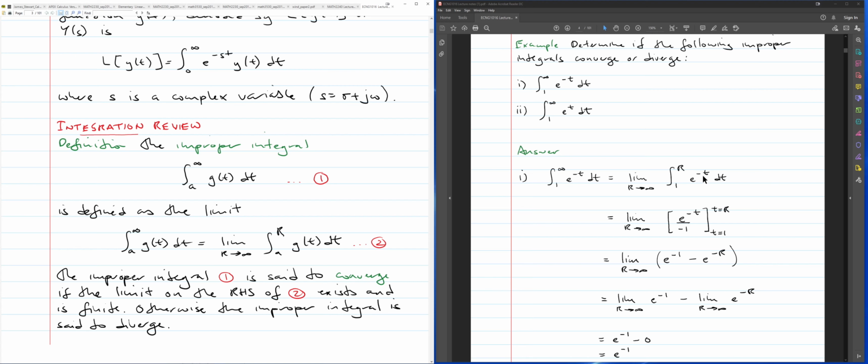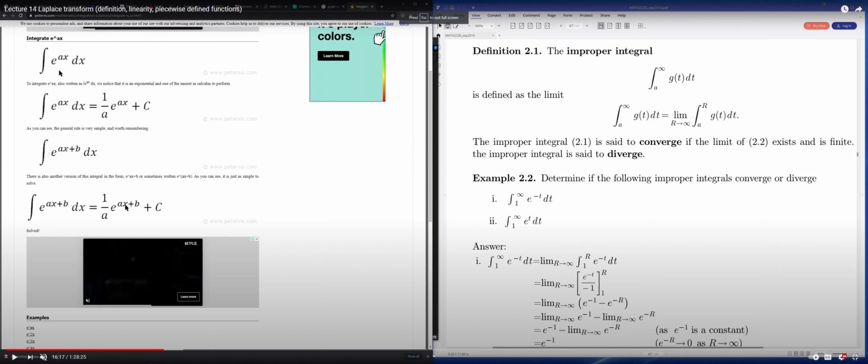So this is e to the minus t dt. Let me just remind you how you integrate an exponential function, and this you should know already. If you want to integrate e to the ax dx, the integral is just the same e to the ax, but you divide by the coefficient of the x, which is the a. Then plus a constant, but this isn't going to apply for us because we're working with definite integrals.